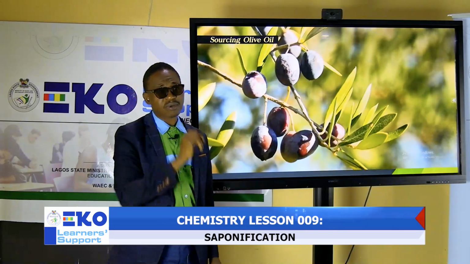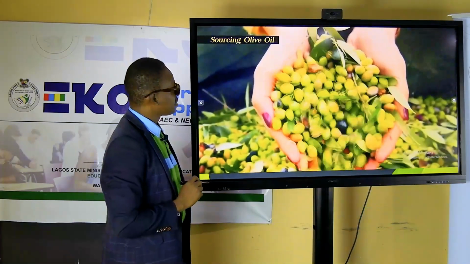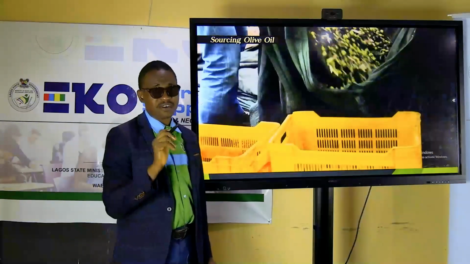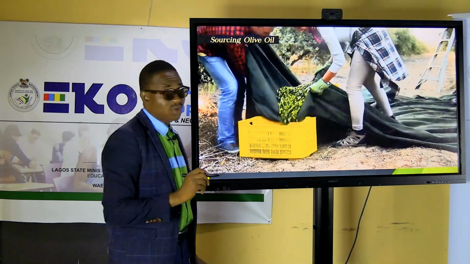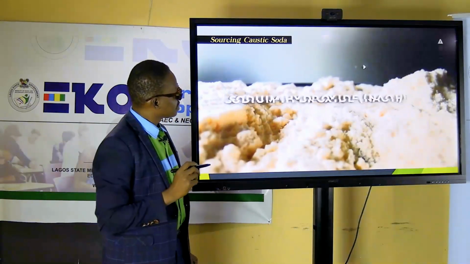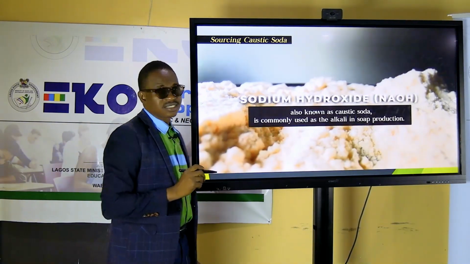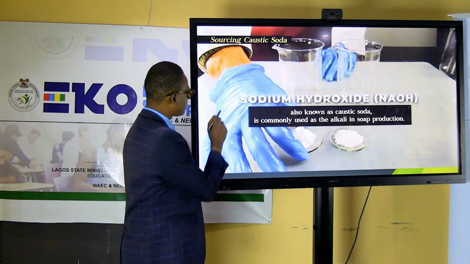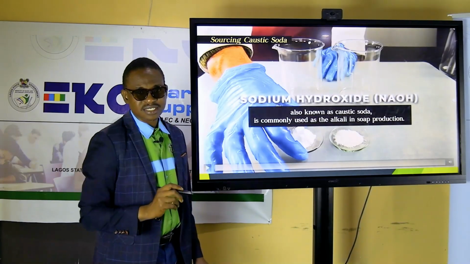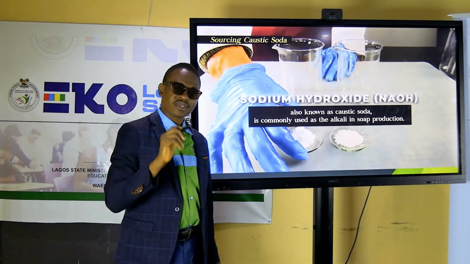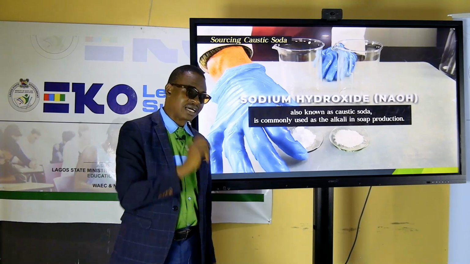Sourcing for the raw material. I told you the raw material is fats or oil, so it's gotten from plants. So, sourcing for what? The caustic soda, which is the alkaline.